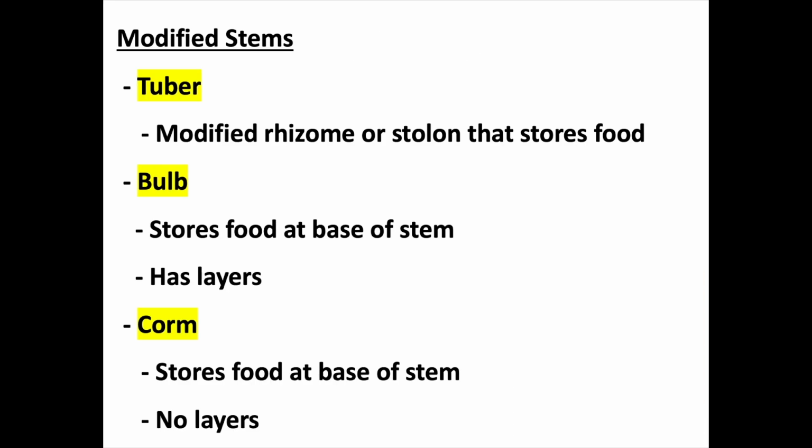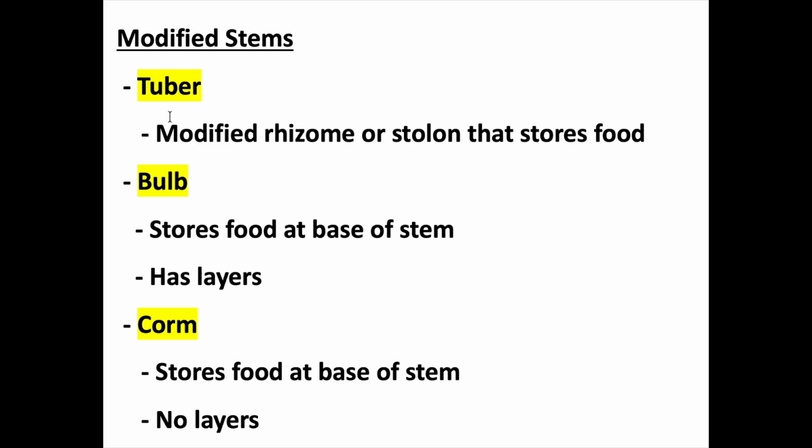They all store carbohydrates, but the tuber is a modified rhizome or stolon. The bulb is located at the base of the stem and has layers. The corm is also located at the base of the stem, but it does not have layers. So again, all doing a similar job, but there are important distinctions between these three.